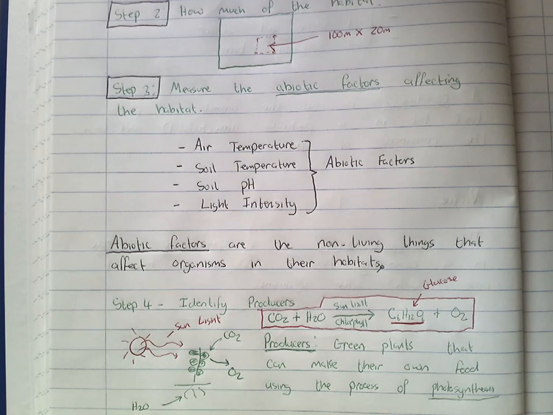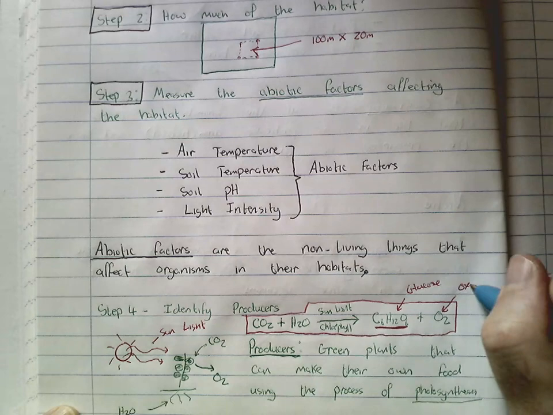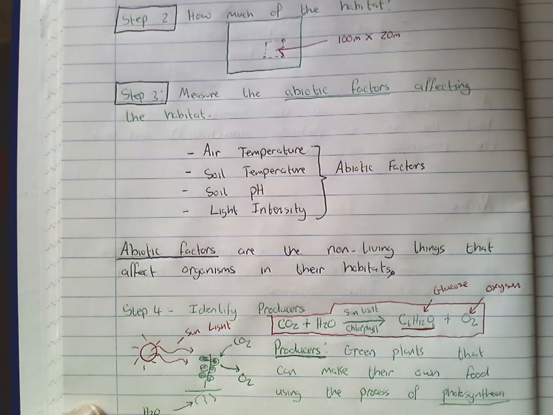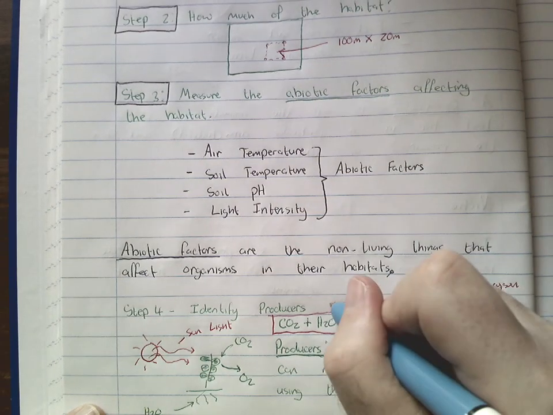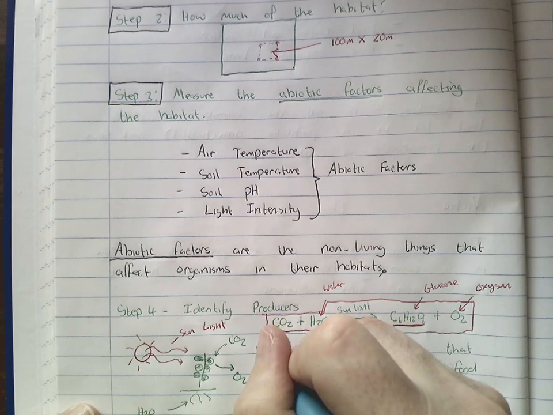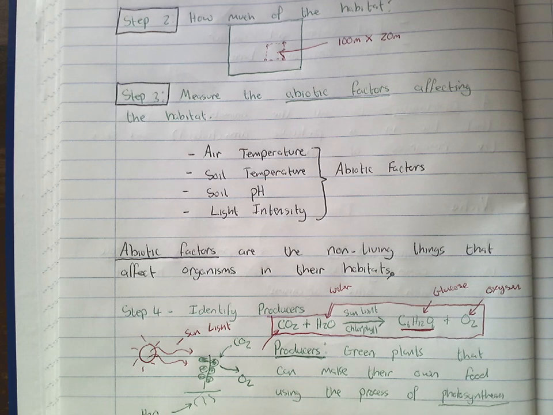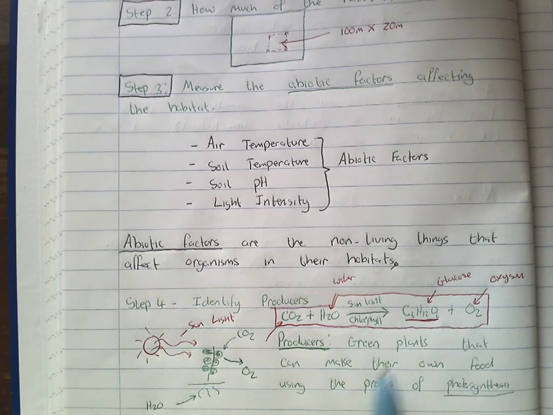This is oxygen. So this is water, H2O, and this is what's called carbon dioxide. And that's essentially what a producer is.